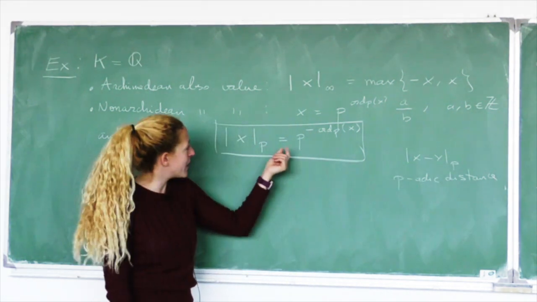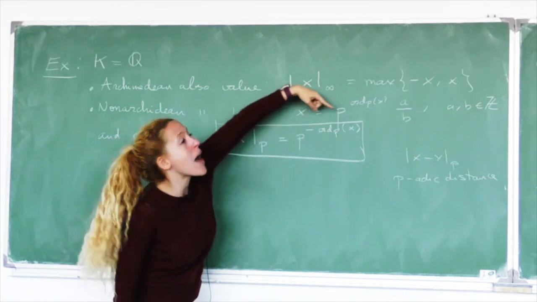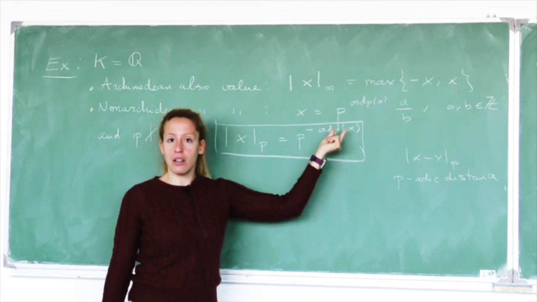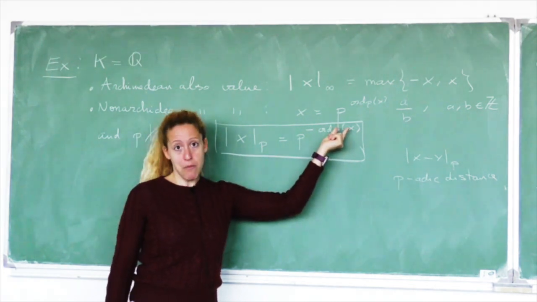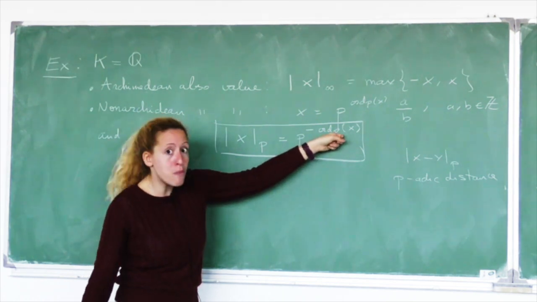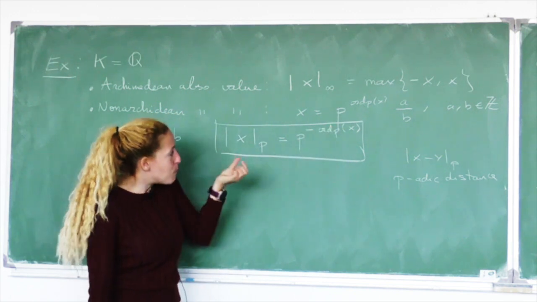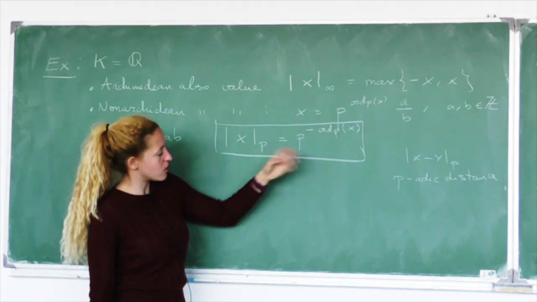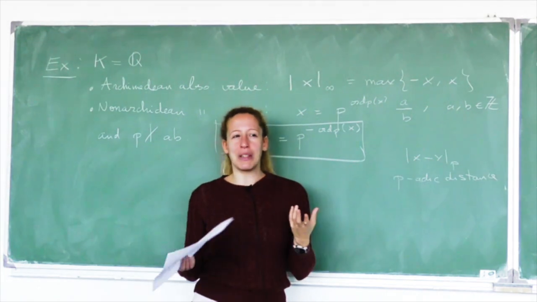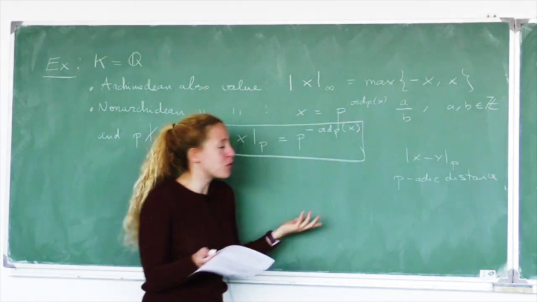But when are you going to get that this number is small? Because here we have p to the minus something. Actually, what you want is this thing to be very big, and this thing being very big means that there is a big power of p. So this is the order at p of x. You want a big power of p dividing this, in this case the difference of two numbers. This is a little bit weird, right?